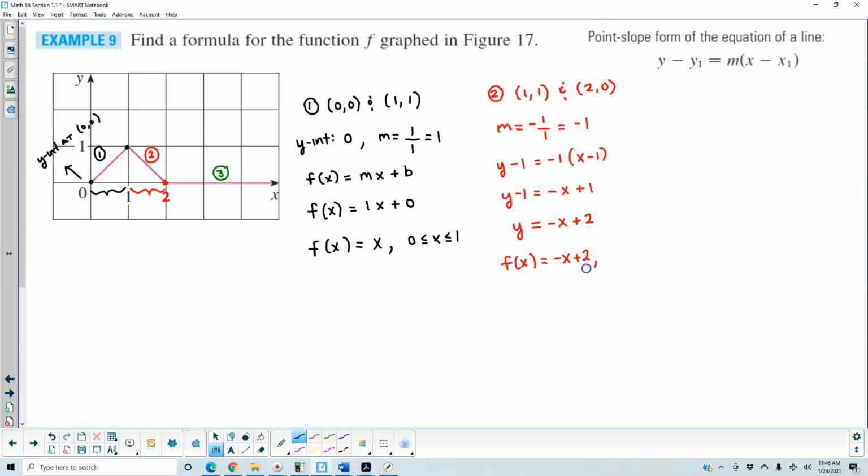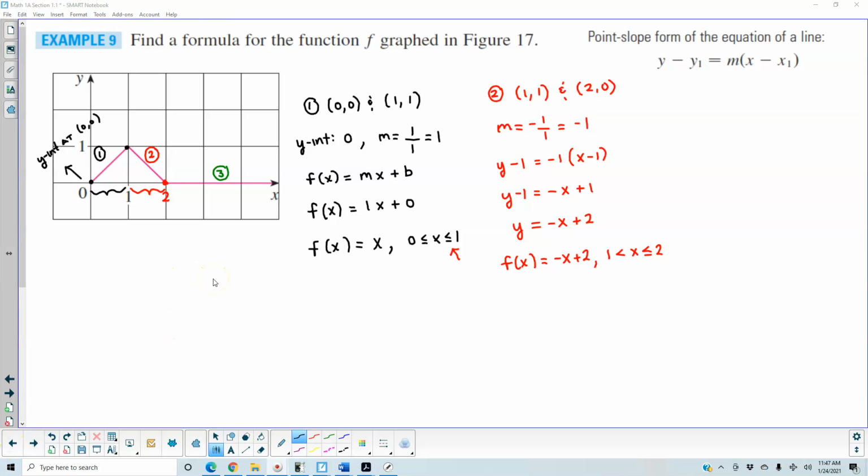Now, I want you to take a look at the domain here, or the restriction. Okay, we've already included the equals for the first one, so we cannot let it be equal to 1. So for f of x equals negative x plus 2, it's going to start at 1, but you can't include that 1. So x is greater than 1, and then it's going to include the value of 2.